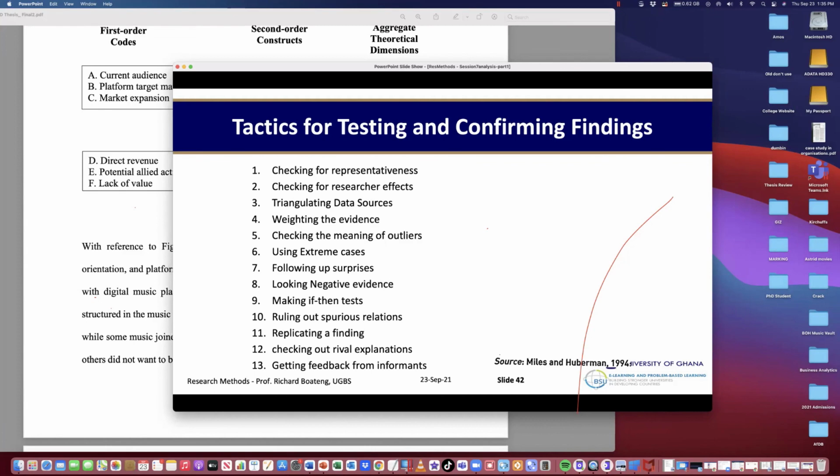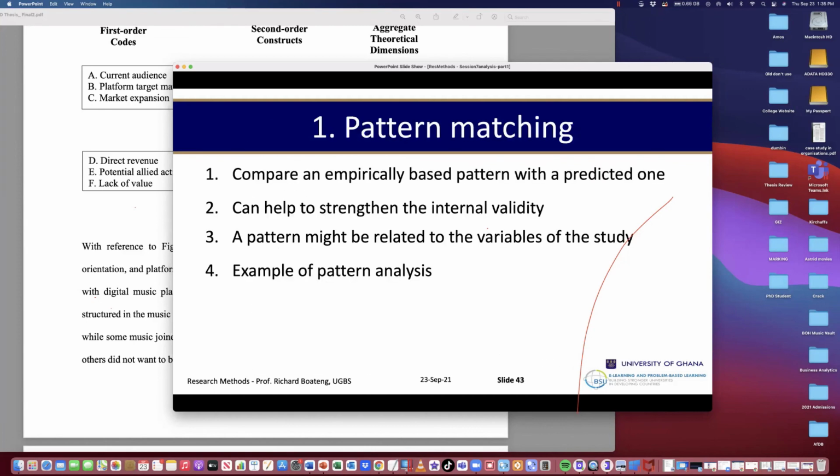Okay. So we are going to another one called pattern matching. I'll end it here. Then maybe next week, try to illustrate with the software, then talk about pattern matching and thematic analysis. So thank you very, very much.